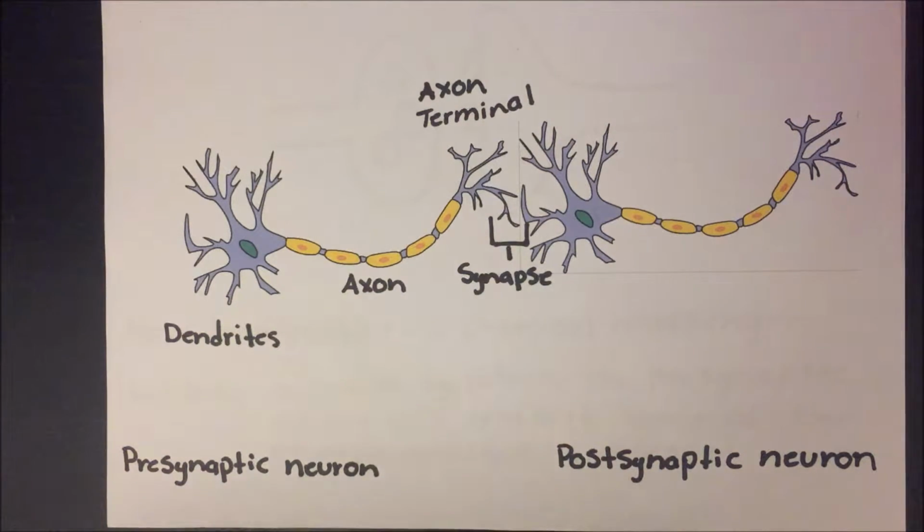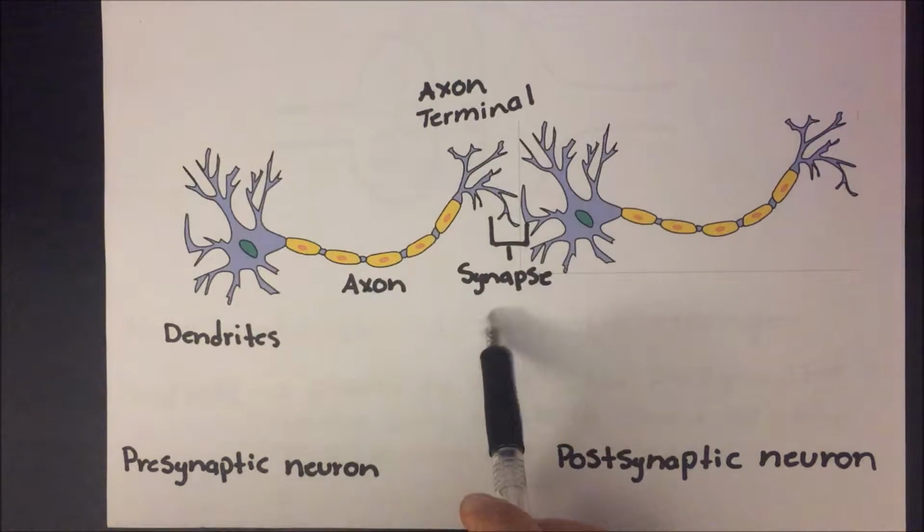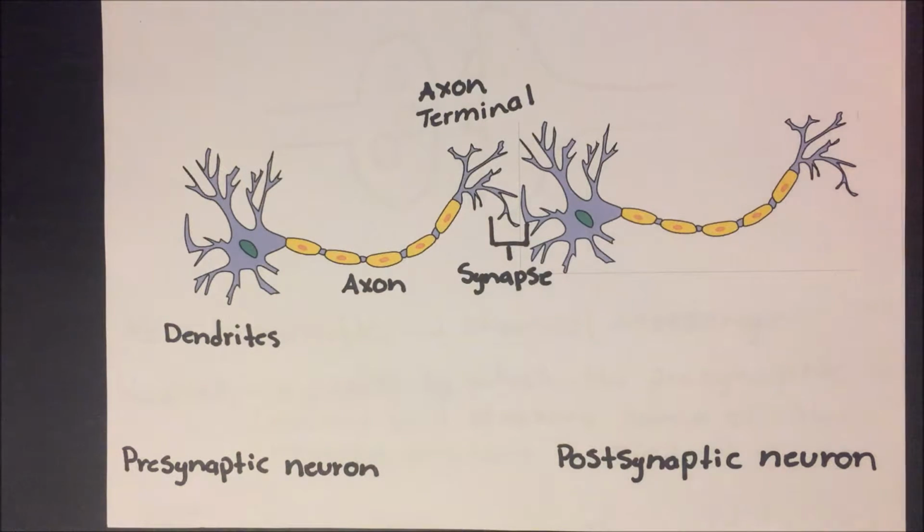Two neurons will meet at a space called the synapse. The synapse is a microscopic space in between neurons. A neuron located before the synapse is referred to as a presynaptic neuron. A neuron located after the synapse is referred to as a postsynaptic neuron.